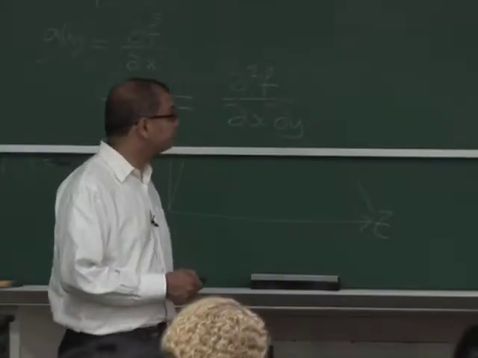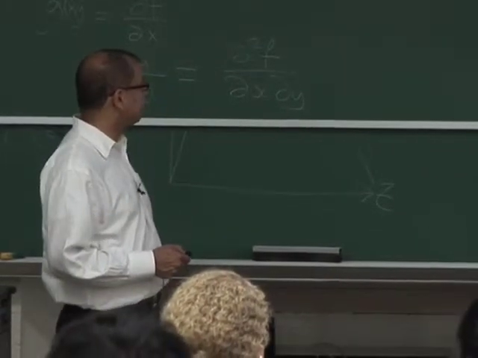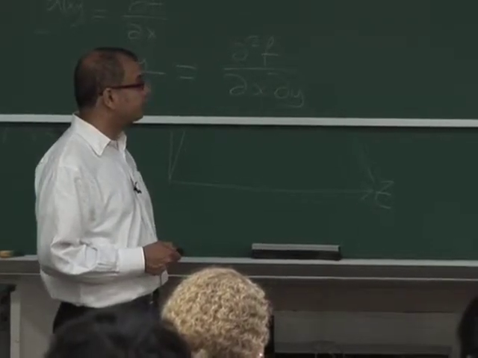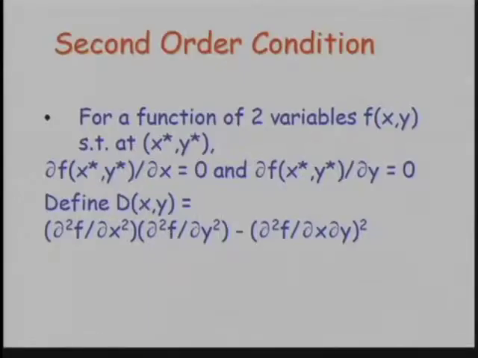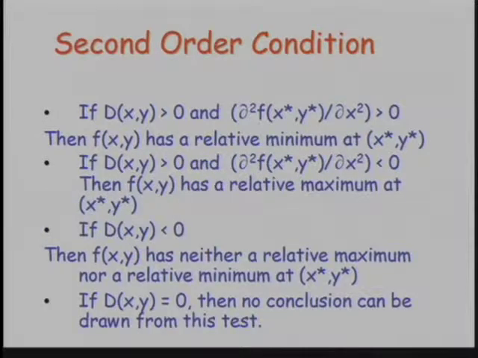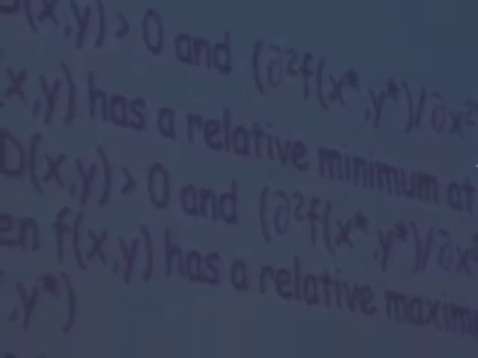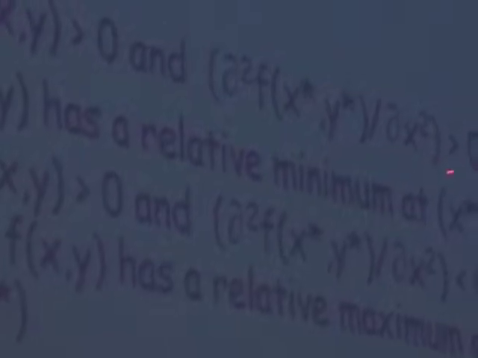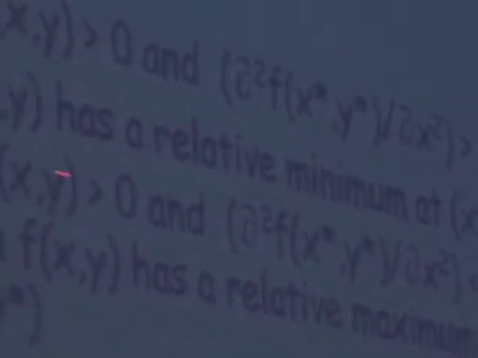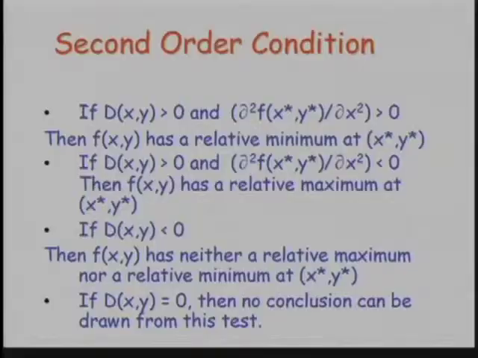Okay, so that's the second order cross partial. And so I've simply defined this quantity this way. You'd work that out. If that quantity is positive and this is the second derivative with respect to x, if that's positive, then the function has a relative minimum at that point.